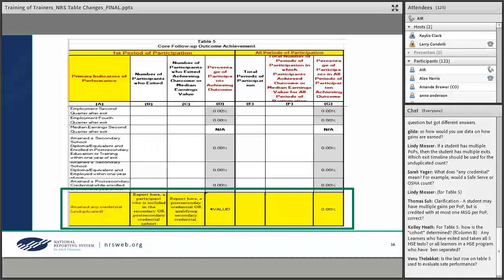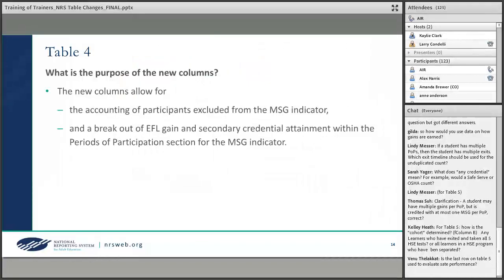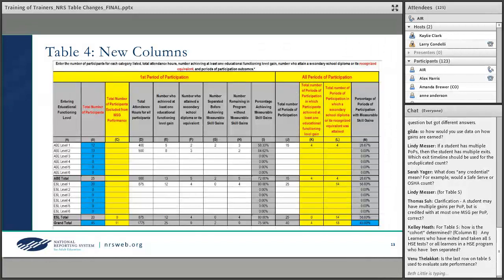So maybe that's confusing. I'm going to go back to Table 4. Can you go back to Table 4? Because there seems to be a lot of confusion here, and that may be my fault for not explaining it correctly. It's still the same policy, one POP, one MSG. So if you get a high school credential and a test gain, you got an MSG, and there's only one in every POP. And so all that calculation is exactly the same.